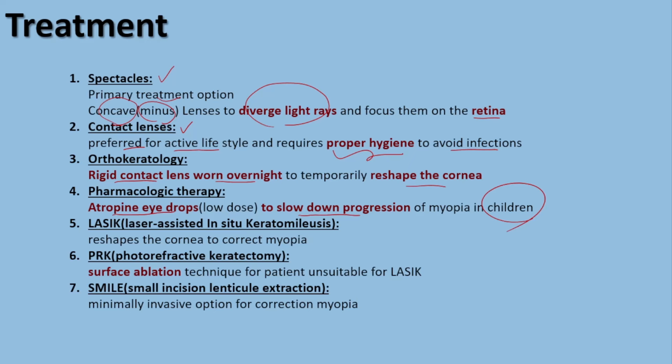We have surgery options. We have LASIK surgery, and this reshapes the cornea in order to correct the myopia. We have PRK surgery, which stands for photorefractive keratectomy, and this is a surface ablation technique that is done in patients who are not suitable for LASIK surgery. And we have SMILE surgery, which is small incision lenticule extraction, and this is a minimally invasive surgery, and it is an option for correction of myopia. Of course, ophthalmologists should decide whether this surgery or LASIK surgery should be done.